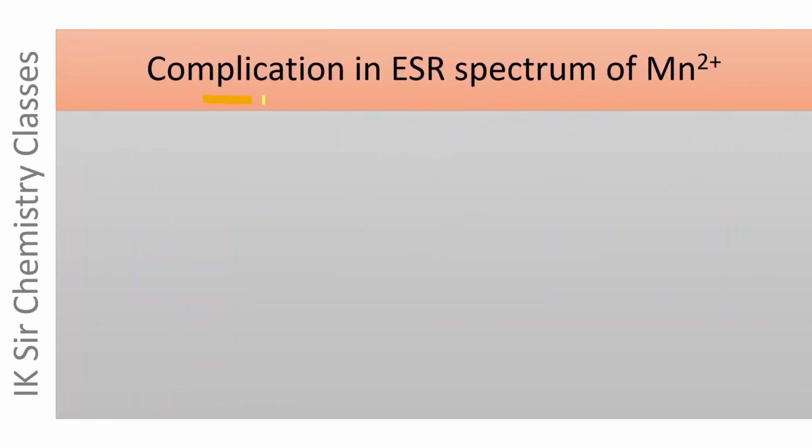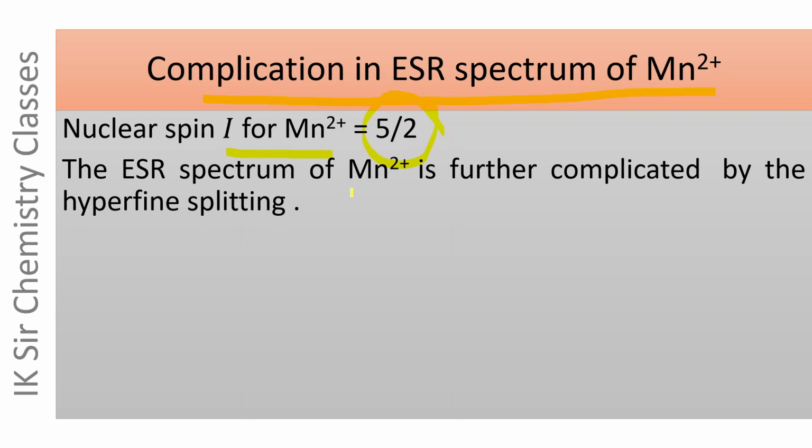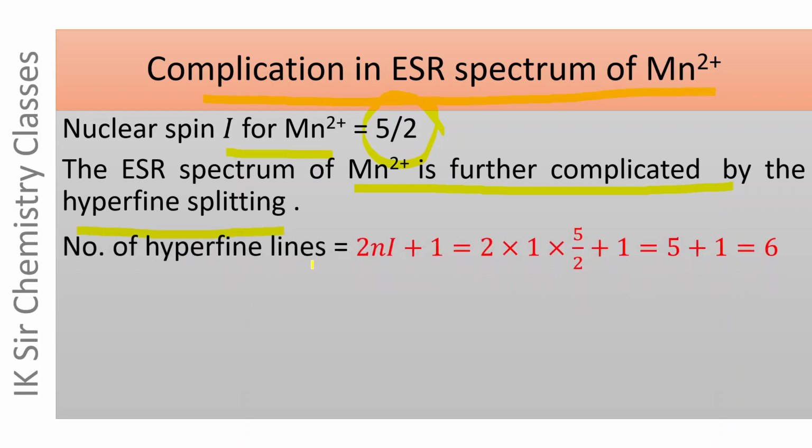Complication in the ESR spectrum of Mn2+ ion. The nuclear spin, that is I, for Mn2+ ion is 5/2. The ESR spectrum of Mn2+ ion is further complicated by the hyperfine splitting. The number of hyperfine lines is equal to 2nI + 1.